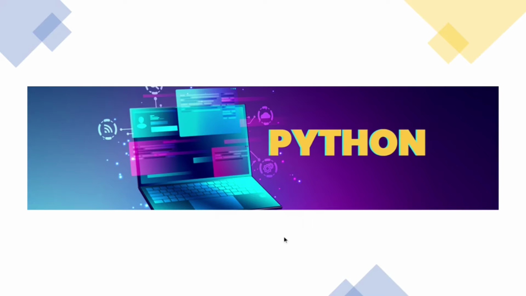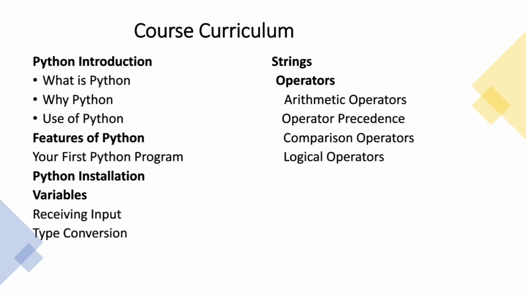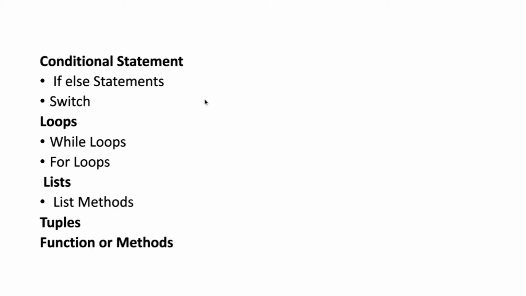Python is a high-level object-oriented programming language. First of all, see the course curriculum. First, Python introduction. What is Python? Why Python? Use of Python. Features of Python. Python installation. Strings, operators. Then conditional statement, loops, list, and tuples.